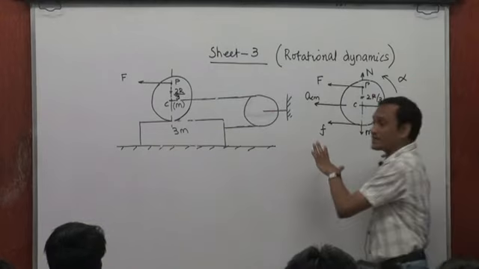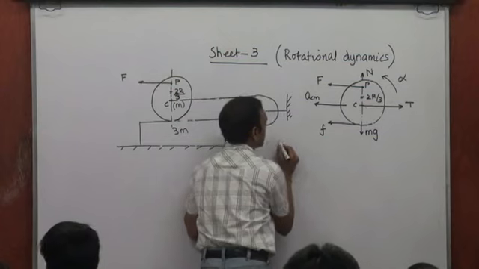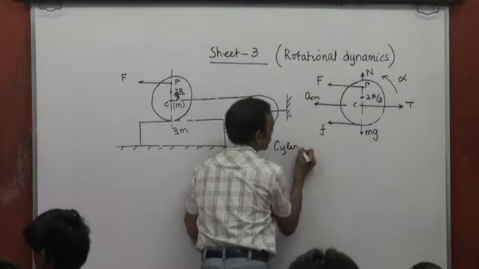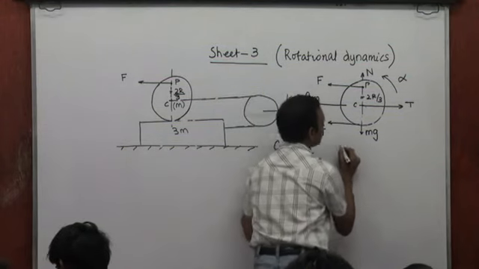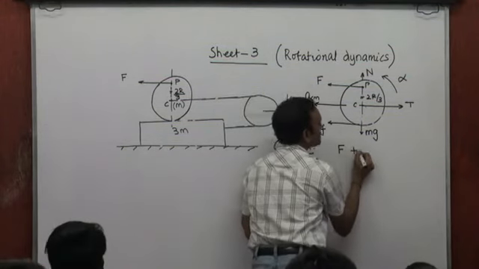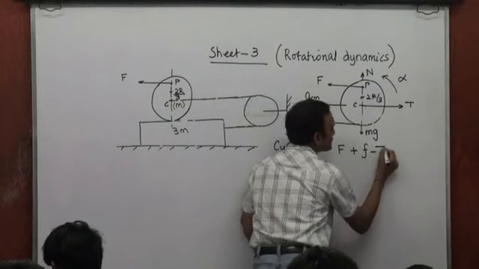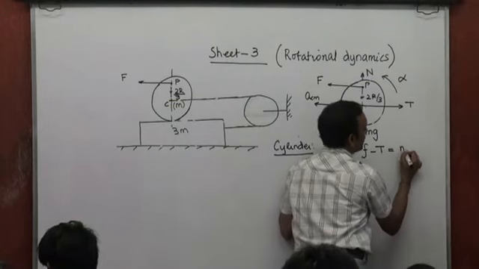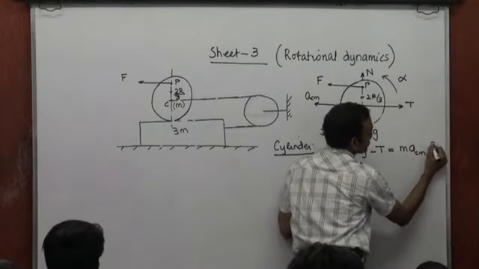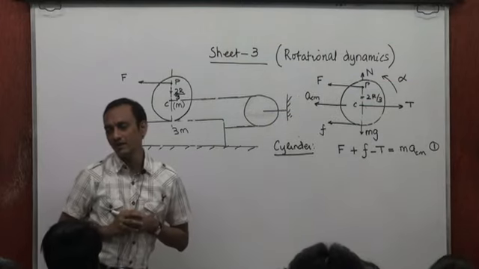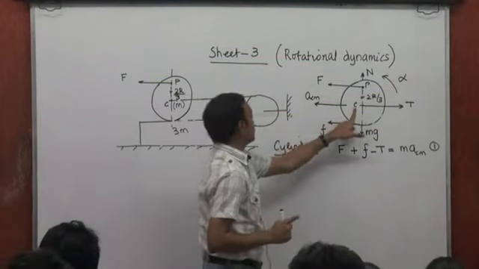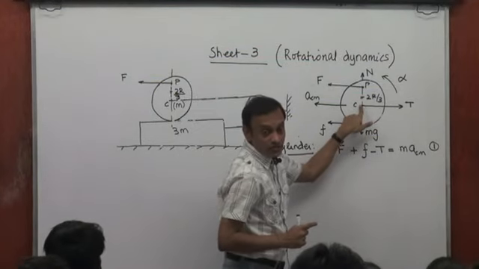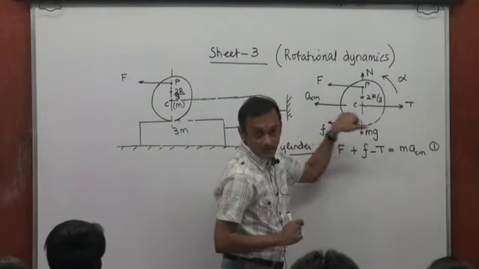So, equation for translation for the cylinder. F plus small f minus T is M ACM. How about it? F plus small f minus T is M ACM, right? Then take torque about the center of mass.